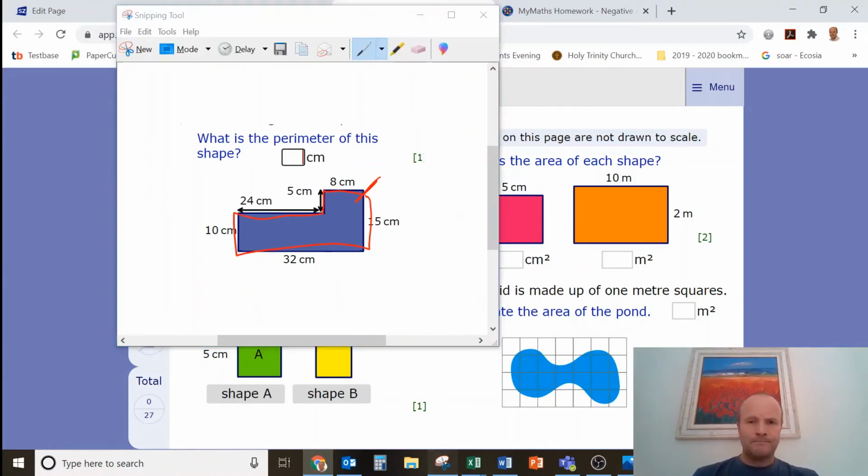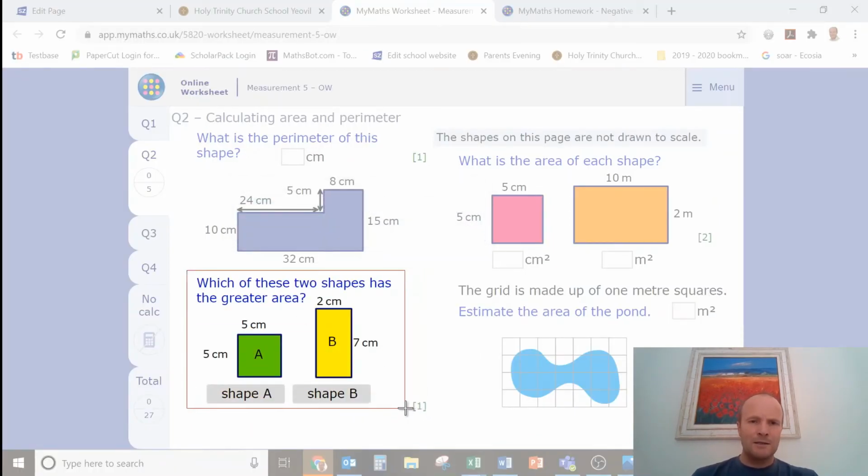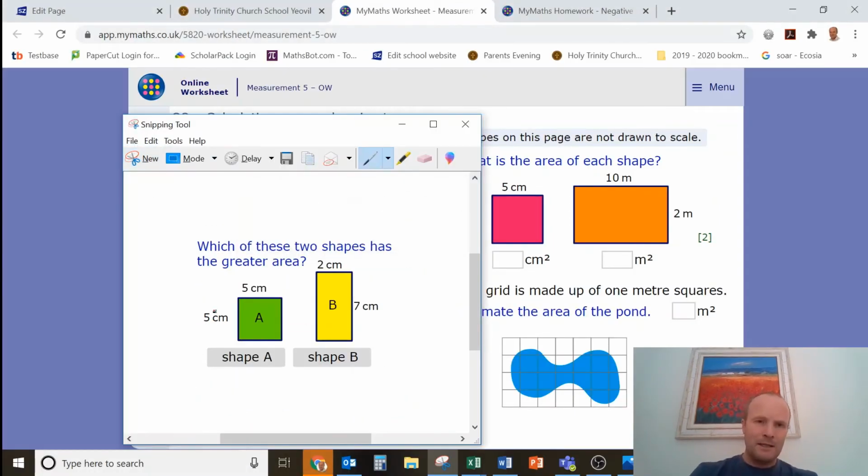Area. Area is a multiplication, which is why it's in centimetres squared, or metres squared, whatever it happens to be. So it's 5 multiplied by 5 gives the area of A, and 2 times 7. We can show this by drawing in the squares. 1, 2, 3, 4, 5, 6, 7. 2 centimetres that way, 7 centimetres that time. 2 times 7 is 14, and there are 14 squares there, all beautifully drawn.